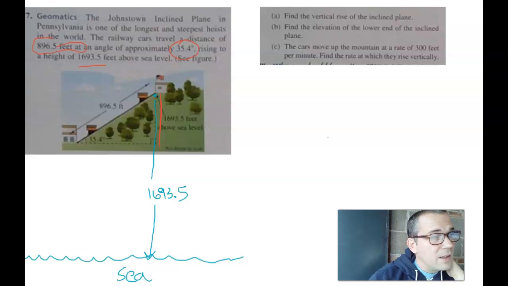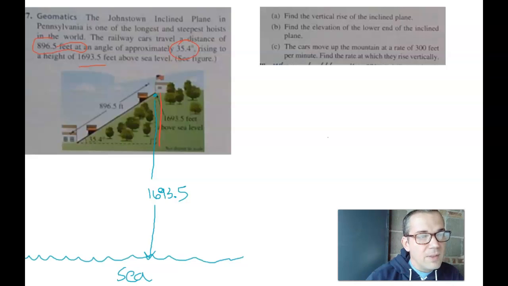So the first thing I should probably clarify is that this 1693.5 feet they're talking about is from sea level. So they're not showing the whole picture. Imagine the sea being way down here. This entire distance is almost 1700 feet, and they're asking us to find this distance here.